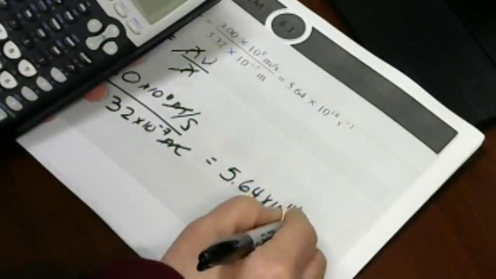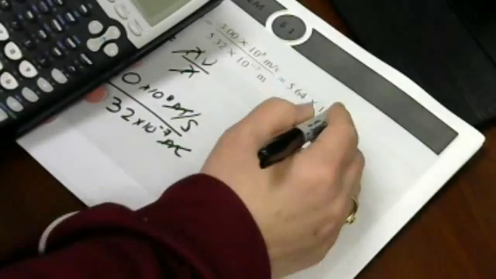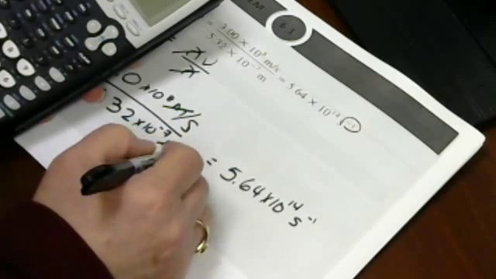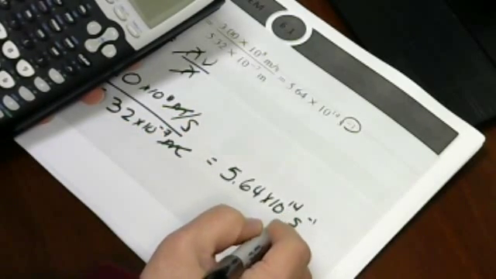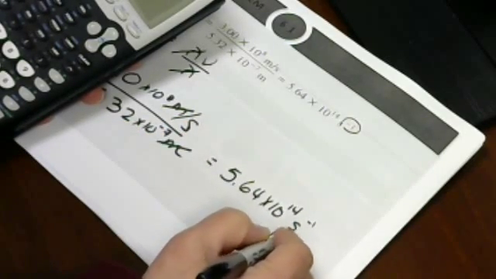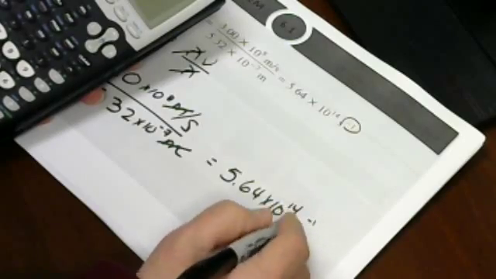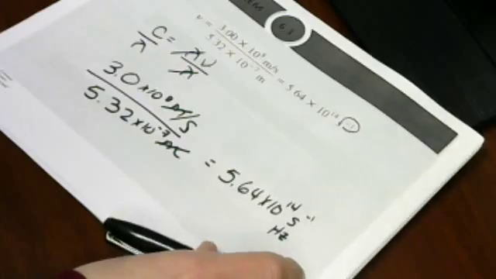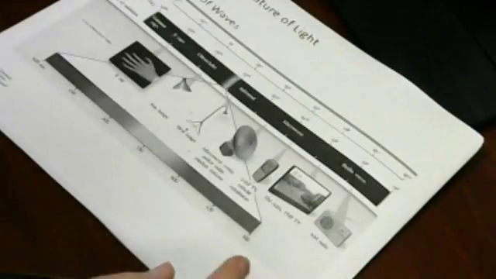And seconds is on the bottom, which is why you have this little negative 1 up here, because seconds is in the denominator. And that is a hertz, by the way. Okay, this is the unit for hertz. Frequency is measured in hertz.